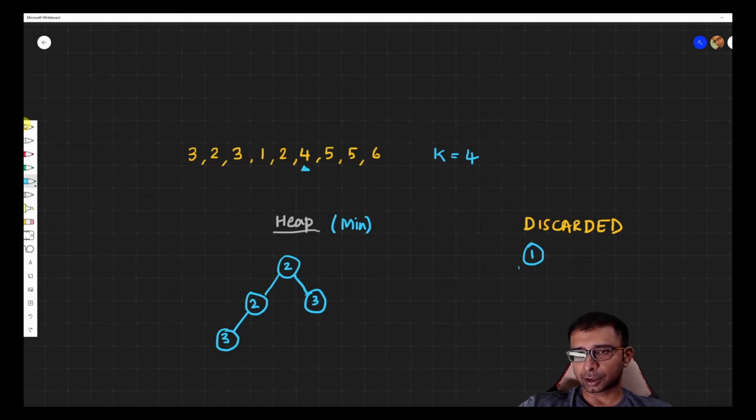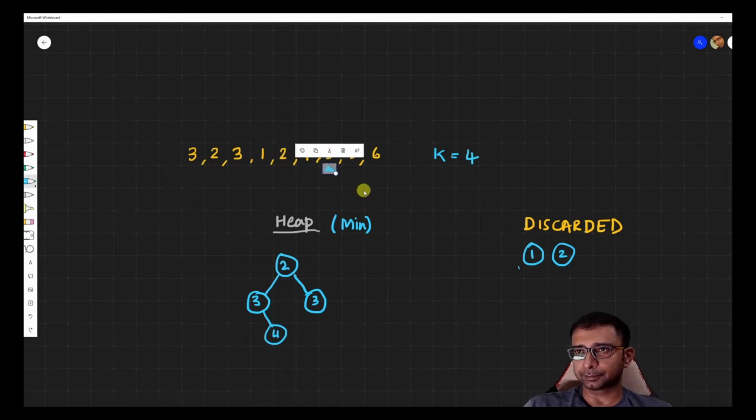So we get a 4 and we insert the 4 over here. As we insert the 4, we see that again we have 5 elements. So we discard the root of the heap. And again 2 and 3 compete. This time also 2 wins, so 2 goes to the top. 4 and 3 compete, so 3 comes over here. So we have 4 elements and again we move on.